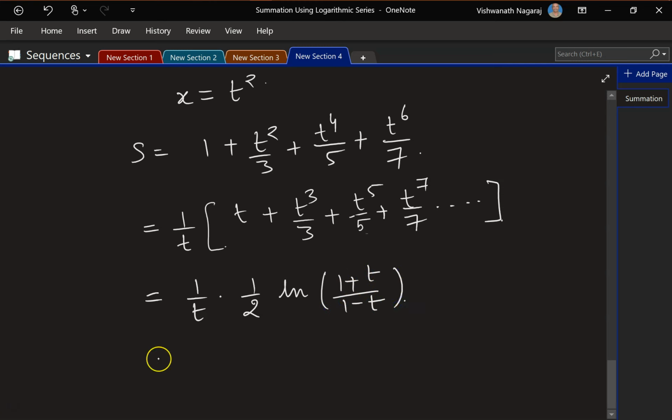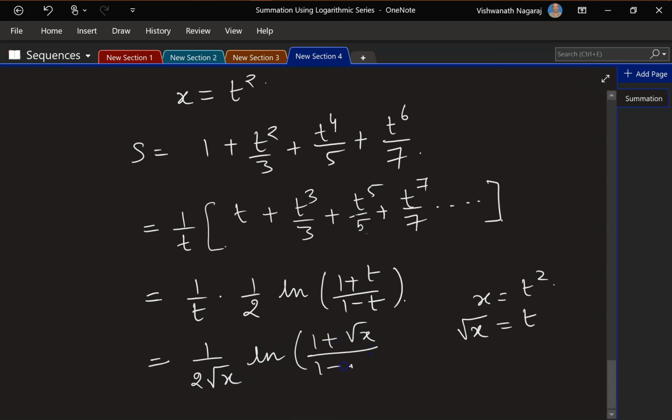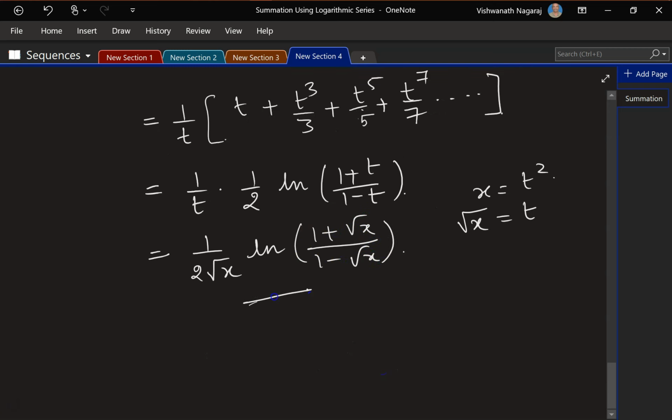Now we know x is equal to t square. So t would be equal to what? Square root of x. So 1 by 2 root x natural log of (1 plus root x) by (1 minus root x). So that is the solution. Let's do the next one.